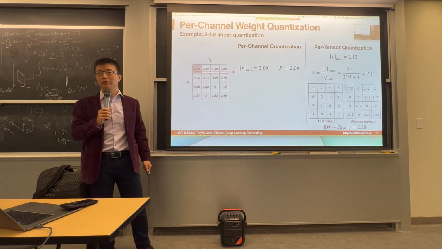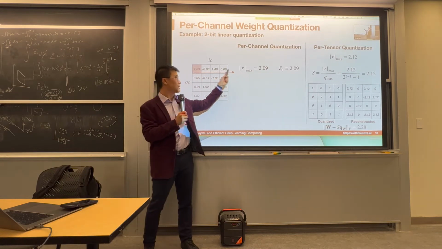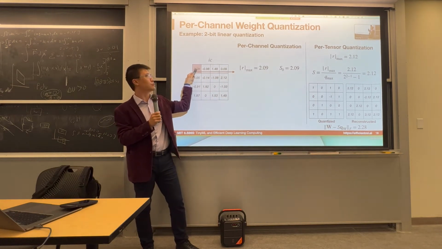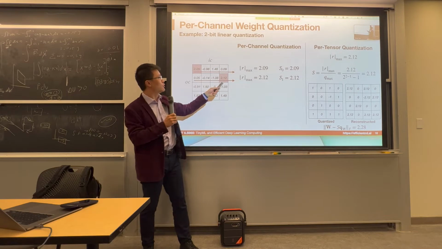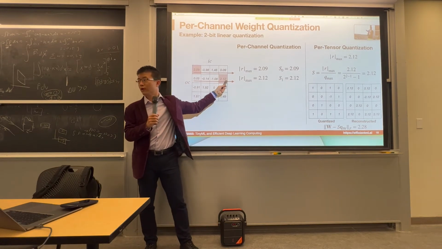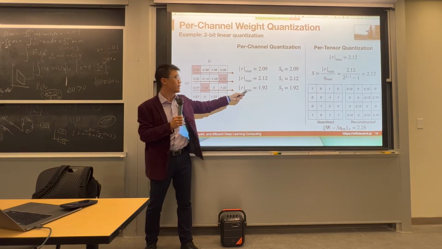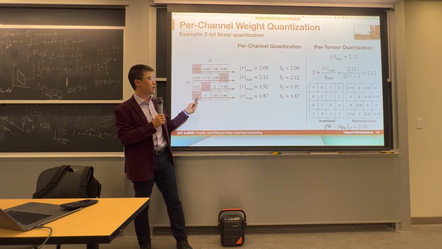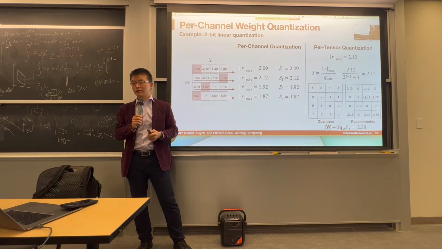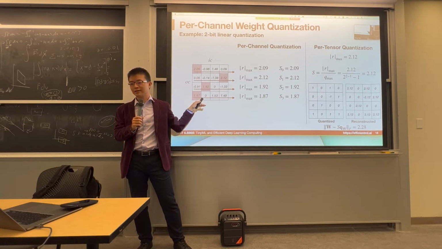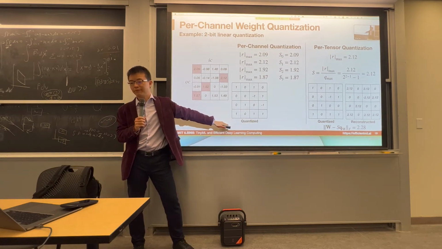What if we use per channel quantization? For each channel, we can calculate its R max. In this case, the largest value in the first channel, among these 4 numbers, is 2.09. For the second channel, it's 2.12. So we have different scaling factors. This one is 1.92. For the last one, the range is a bit smaller, so the scaling factor is also a bit smaller. So how do we quantize in this case? We have different scaling factors, and this is the quantized matrix.